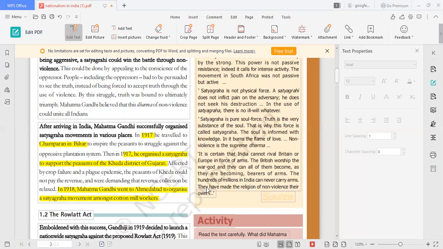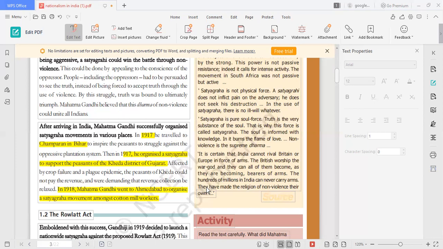1915, he returned from South Africa. 1916, he organized a Satyagraha movement in the Champaran district, Bihar. 1917, he organized a Satyagraha movement in Kheda district of Gujarat. 1918, Mahatma Gandhi went to Ahmedabad and organized a Satyagraha movement. Okay. In the next year, he decided to launch a nationwide Satyagraha. Earlier, he had organized Satyagraha movements in single places. Then he mobilized mass support.